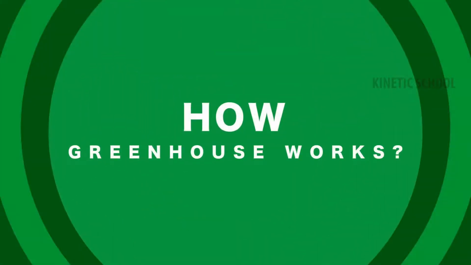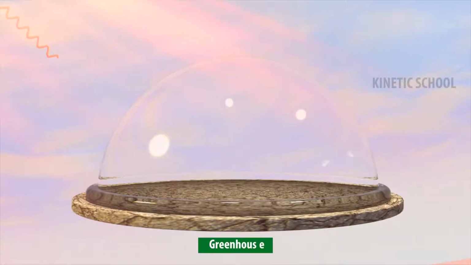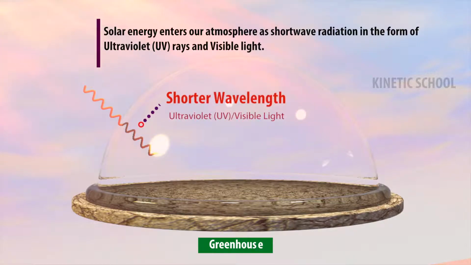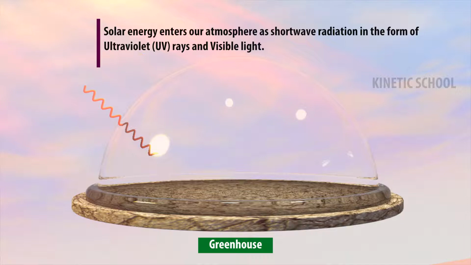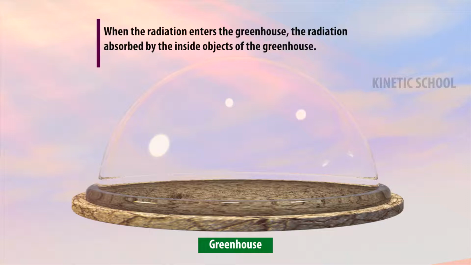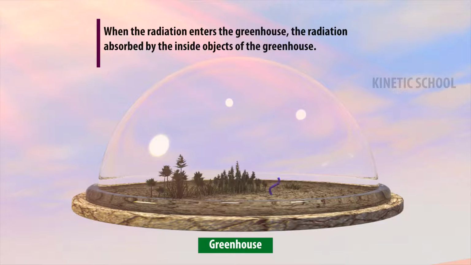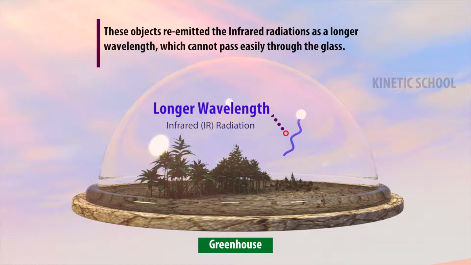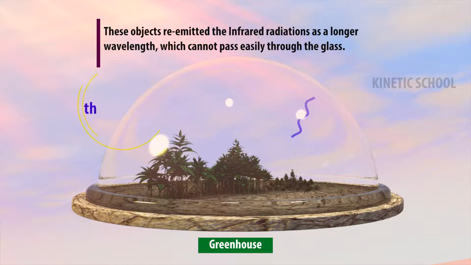How a greenhouse works. Solar energy enters our atmosphere as short-wave radiation in the form of ultraviolet rays and visible light. When the radiation enters the greenhouse, it is absorbed by the objects inside the greenhouse. These objects re-emit infrared radiation as a longer wavelength, which cannot pass easily through the glass.